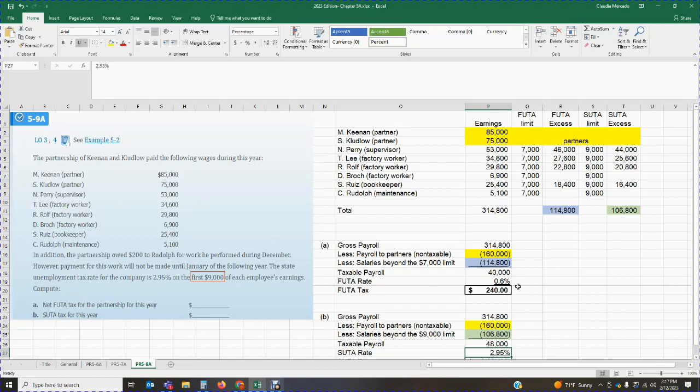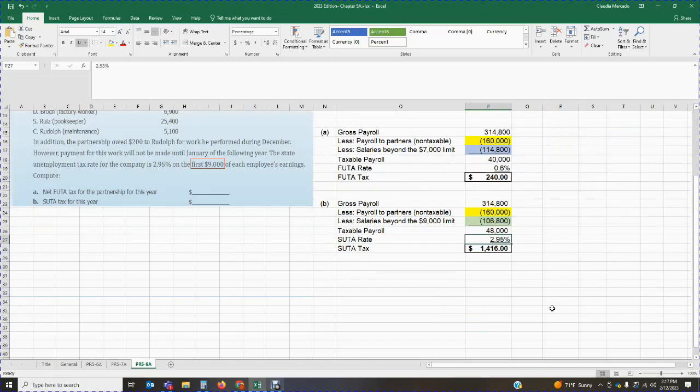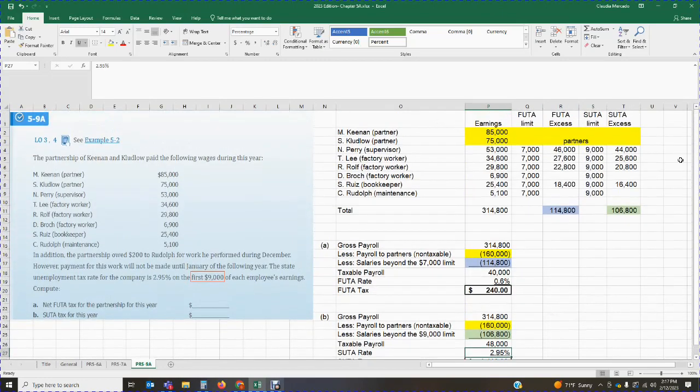So that is basically the problem for 5.9a. Very straightforward. It's just a matter of organizing your data so you can easily visualize how much have I earned, what are my limits, how much do I go over those limits by. Those amounts are not taxable, and that way you can figure out the taxable amount. So that is it.